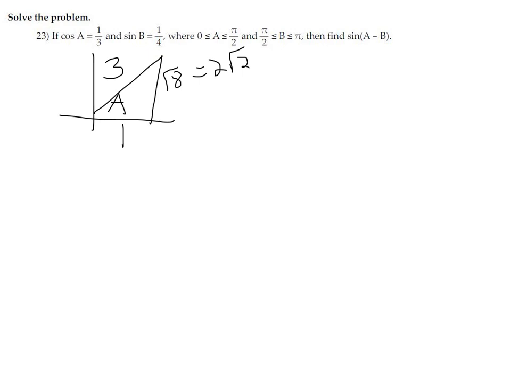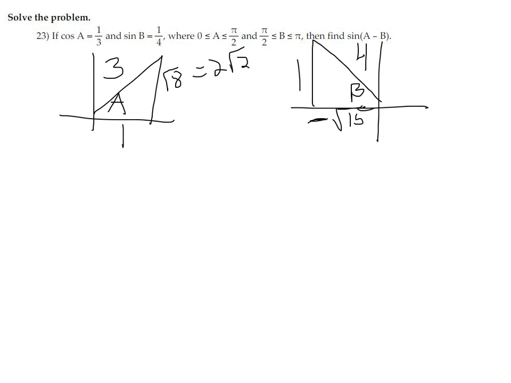For B, second quadrant angle, we have sine is opposite over hypotenuse, 1/4. And therefore the adjacent, 4 squared is 16 minus 1 squared is 15, square root of 15. This one is negative. Why it's negative is it's left. The 1 is up, positive, the hypotenuse is always positive.